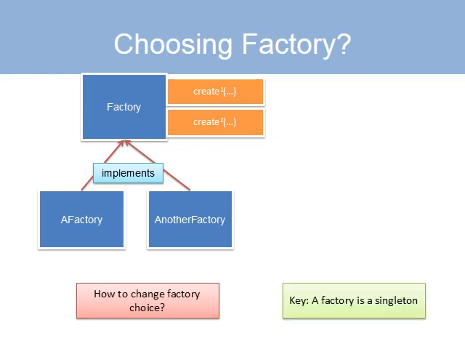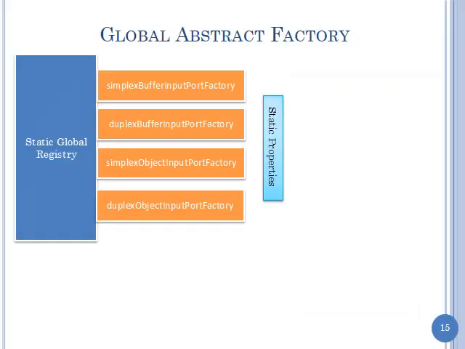And key is the factory is a singleton. Okay, so we don't need another create method to create factories, and we can have, for instance, a static global registry, which has these properties. That means it has a set and get, which is what Brennan was talking about. So I can set the simplex buffer input port factory, I can set the duplex buffer input port factory, and so forth.